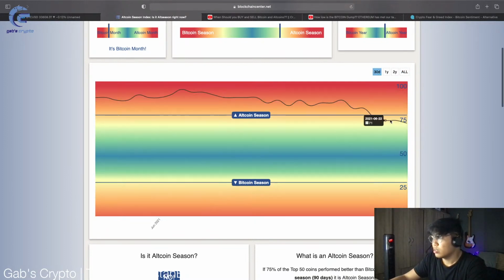But right now, this is the past 30 days, and you can see that it has declined, indicating that the Bitcoin season has started. This means we can possibly see big returns for Bitcoin anytime soon.